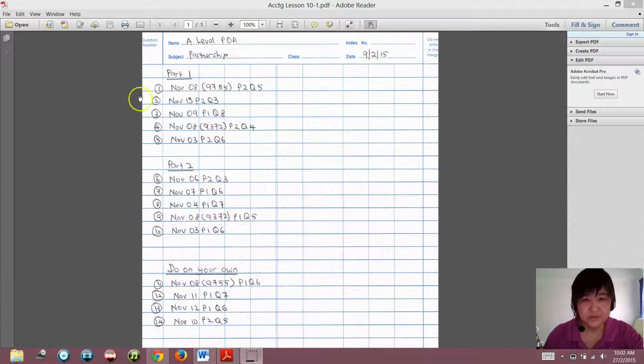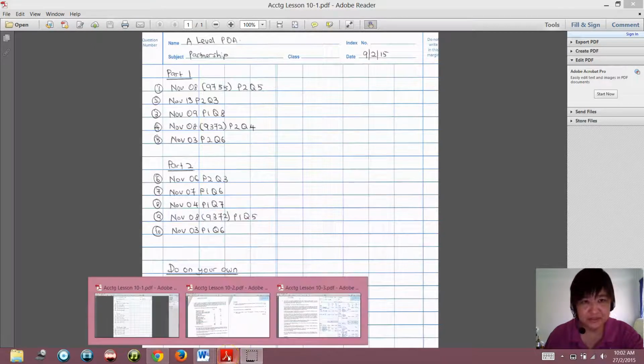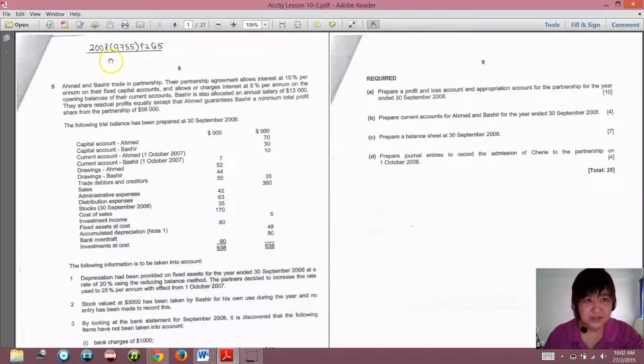In part 1 of this lesson, we will go through all these past year exam questions. Please get ready all the past year exam questions, get them in front of you. Okay, so now this is 2008, the new syllabus of 2008, paper 2, question 5. Okay, so now we look at this question.